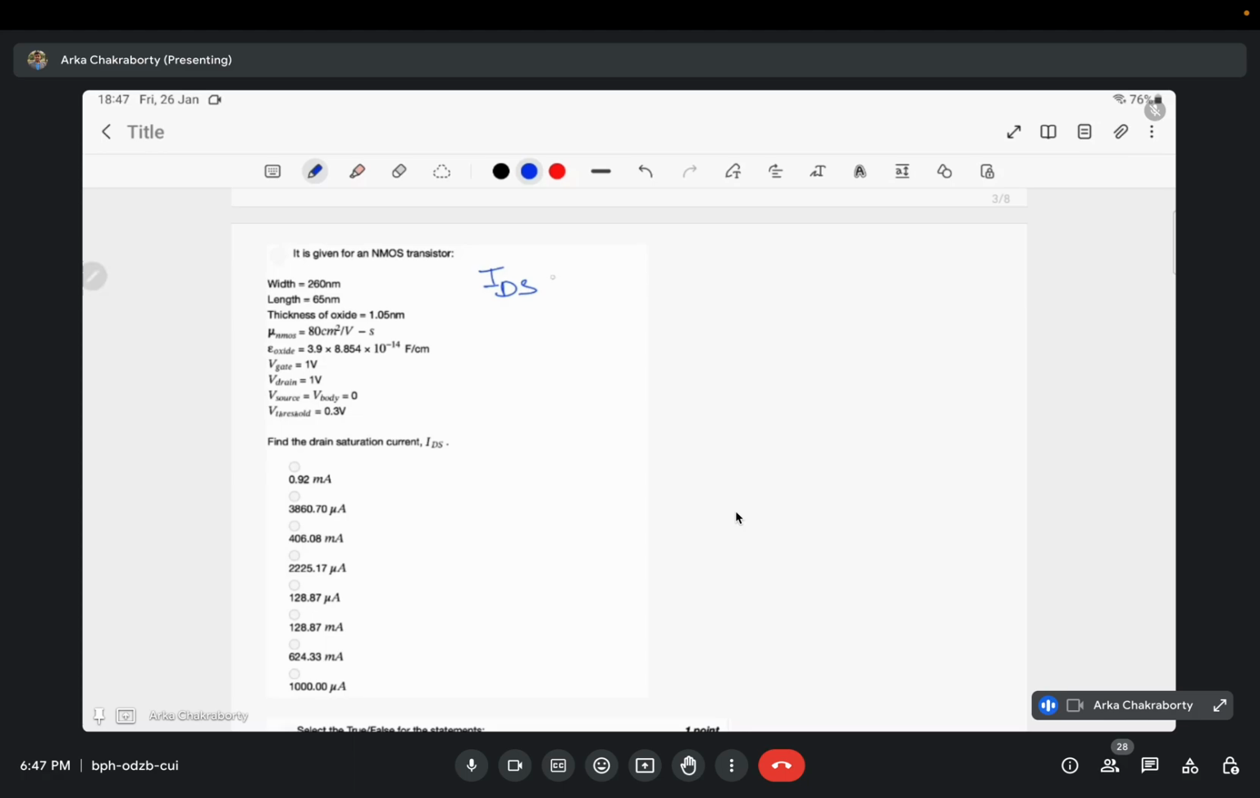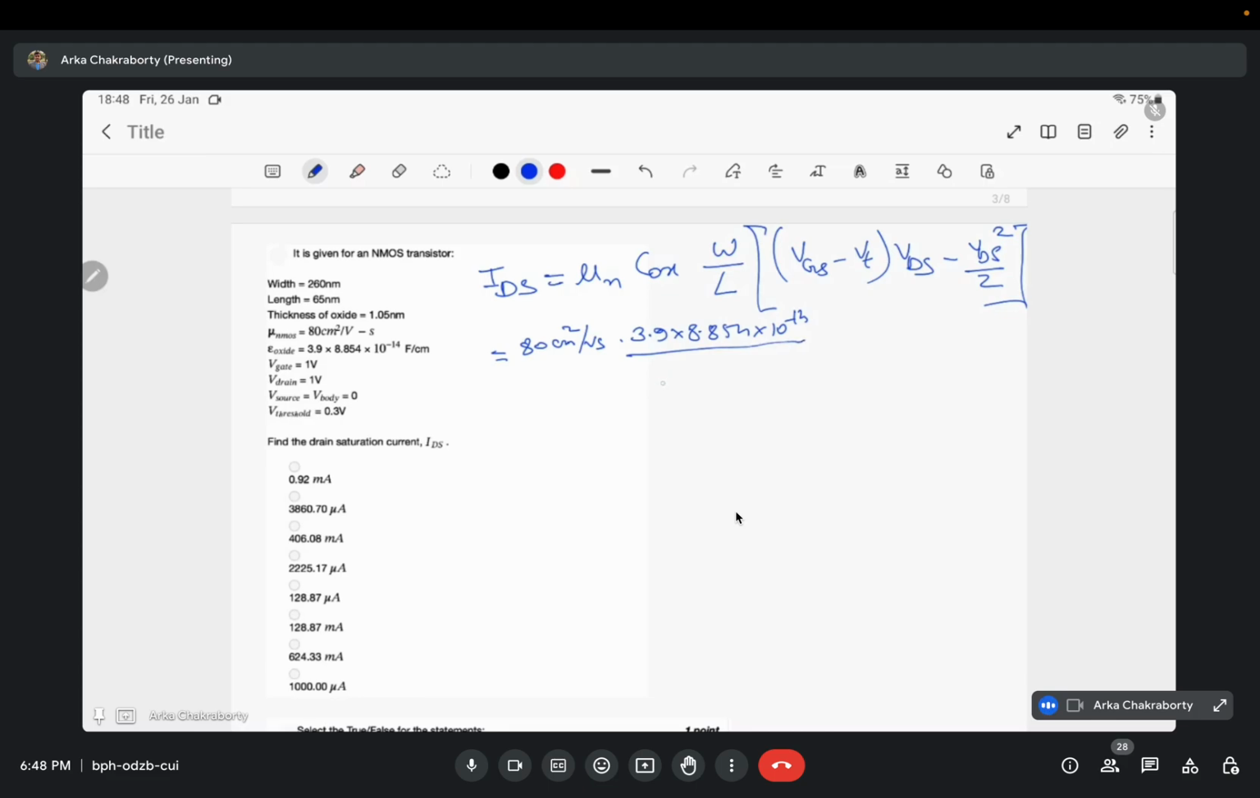So IDS is basically, we know, mu1 Cox W by L (VGS minus VT) into VDS minus VDS square by 2. Mu1 is given as 80 centimeter square per volt second. Cox is epsilon ox by Tox. Is Cox given here? No, epsilon ox by Tox. So epsilon ox is 3.9 into epsilon naught, that is 8.854 into 10 to the power minus 14. How much is Tox? Tox is 1.05 nanometer. I will be writing it in centimeter.